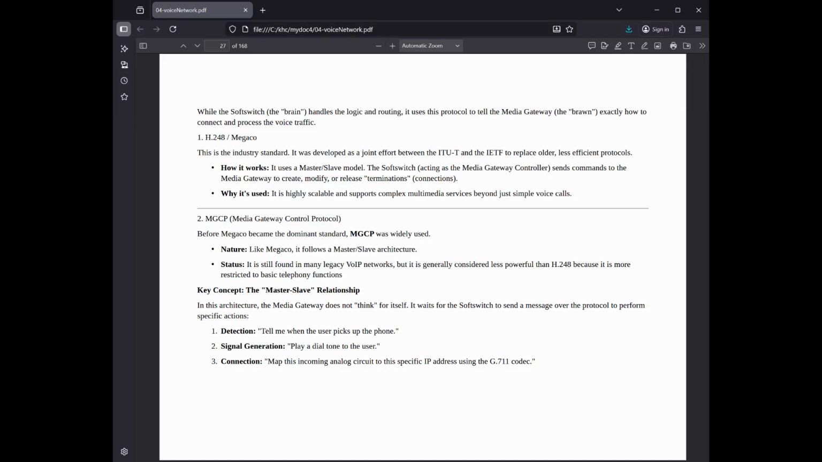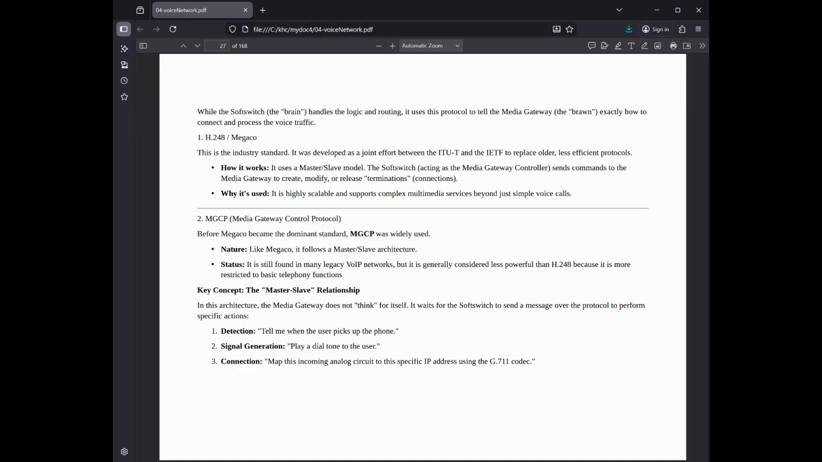2. MGCP, Media Gateway Control Protocol. Before Megaco became the dominant standard, MGCP was widely used. Nature: like Megaco, it follows a master/slave architecture. Status: it is still found in many legacy VoIP networks, but it is generally considered less powerful than H.248 because it is more restricted to basic telephony functions.